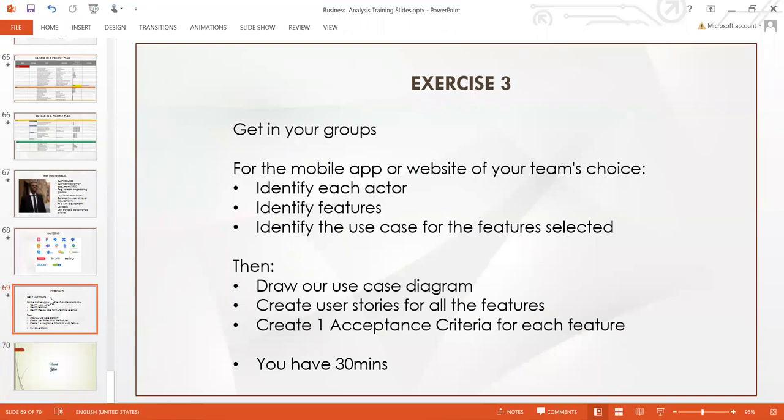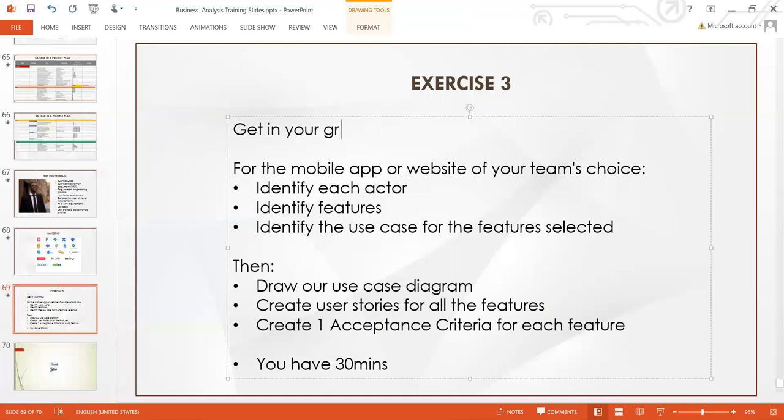I will post it on our WhatsApp group and Facebook group. What don't you understand about the assignment? Okay, for the mobile app, let's say it's going to be a mobile app or a website, either one of your choice. Identify each actor. Identify features. Identify the use case for the features.